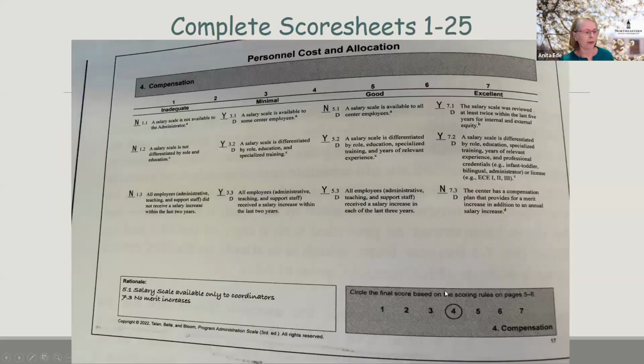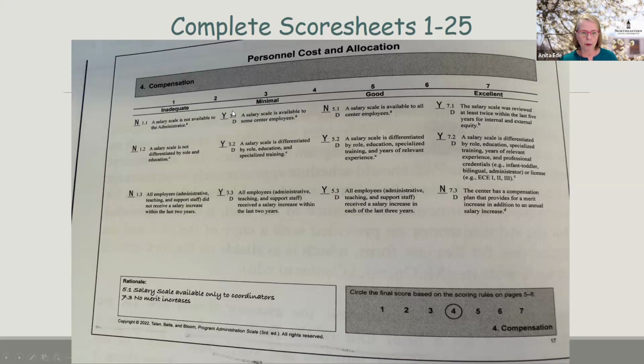Okay, this is what the score sheet looks like. On page 17, I just took a picture of it and put it in here. When you're going through this, all of the score sheets, 1 through 25, always start on the left-hand side. The inadequate, these are criteria that make the program inadequate. In a wonderful, perfect world, all of these are going to have a no next to them. It's going to be N, N, N, because no one wants an inadequate childcare center.